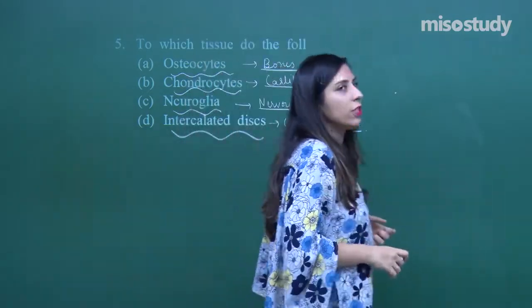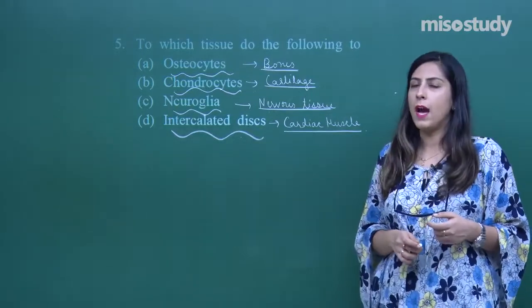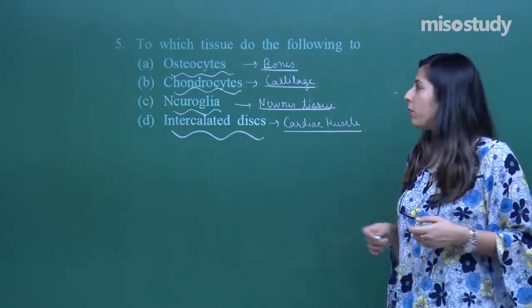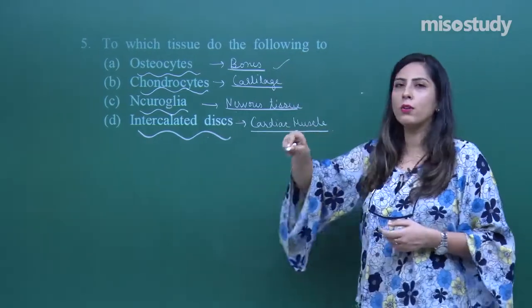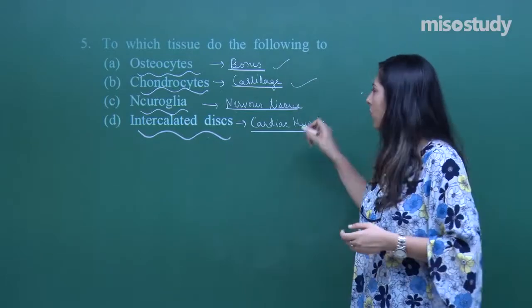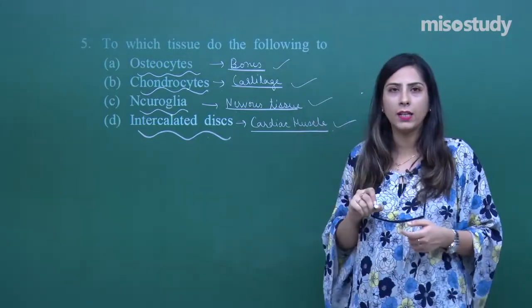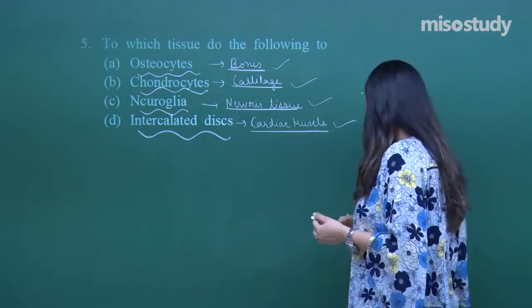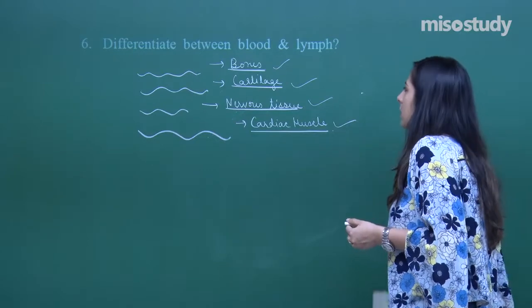Right. So, this was again the next question, question number 5, where we discussed from where these cells are present. First, osteocytes belong to bone, chondrocytes belong to cartilage, neuroglia belongs to nervous tissue, and the intercalated disc belongs to the cardiac muscle, the heart. Now, let us move on to the next question, question number 6.